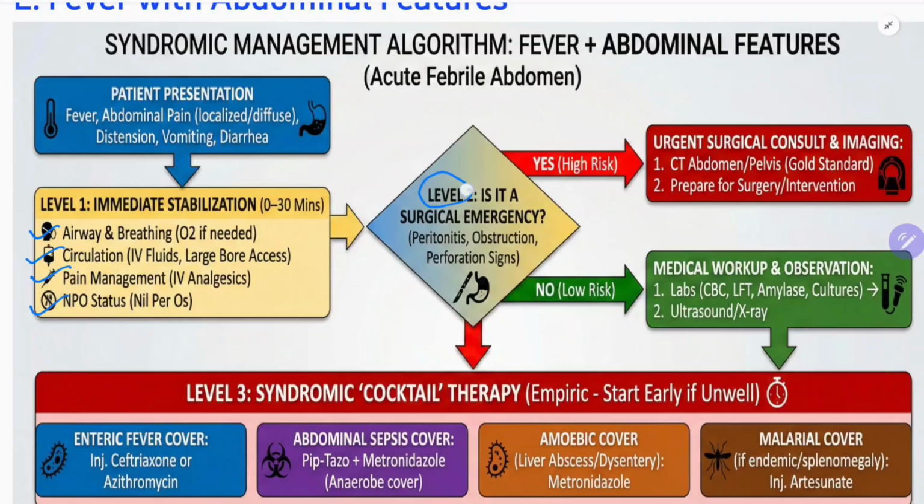Okay. Meaning Ryle's tube should be inserted into the patient and orally nothing should be given. Now you see whether the patient has a surgical emergency. So the signs pointing towards this are number 1, peritonitis. Number 2, obstruction. Peritonitis, obstruction, and perforation signs. So how do you know peritonitis? So three things are guarding, rigidity, and the most specific sign is rebound tenderness.